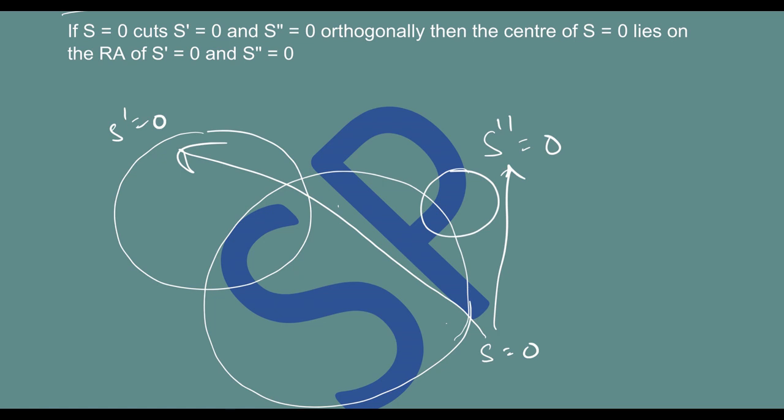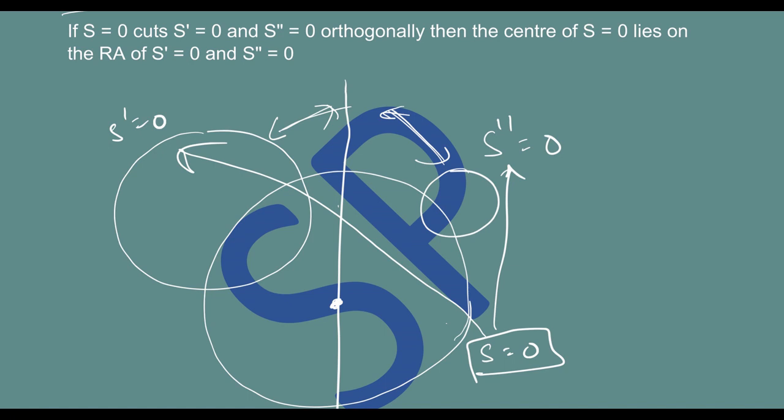Then we are going to prove that the center of this circle lies on the radical axis of these two circles. Suppose this is the radical axis of these two circles. Then the center of the circle S = 0 lies on the radical axis of these two circles. That's what we are going to prove. Okay, let's see that. Very simple one.